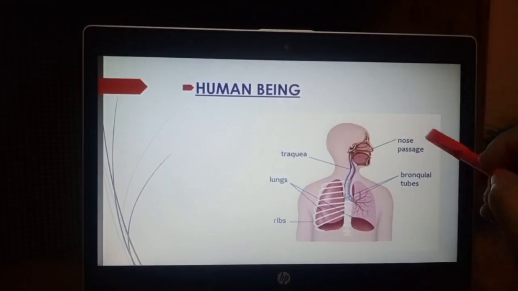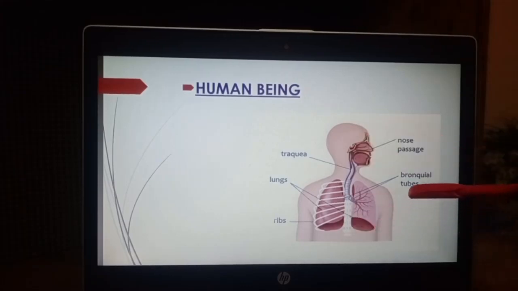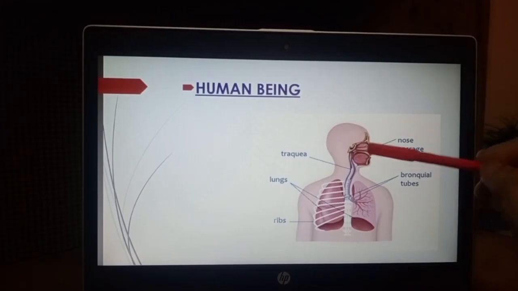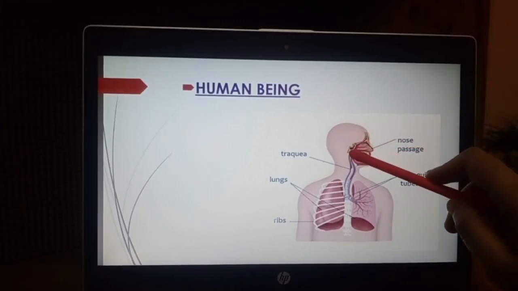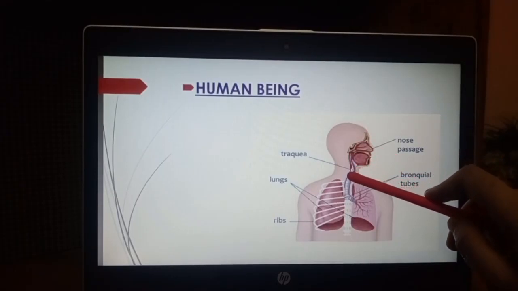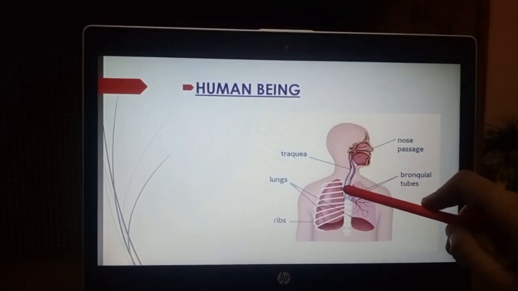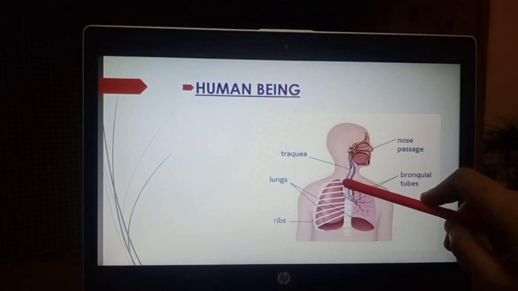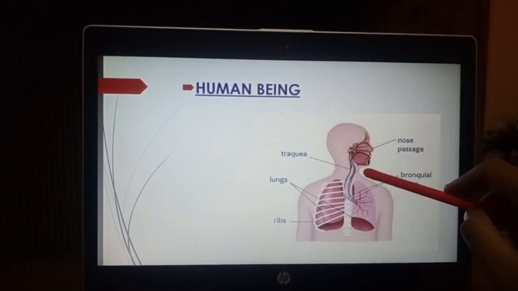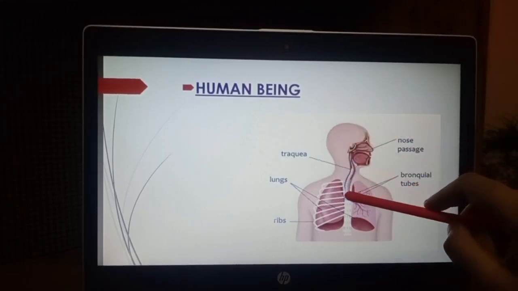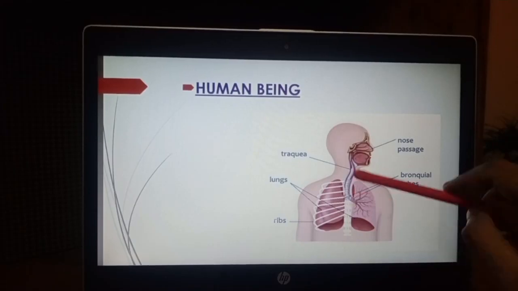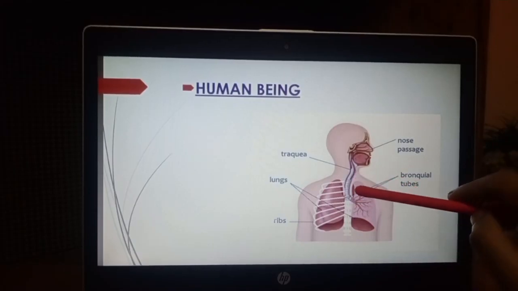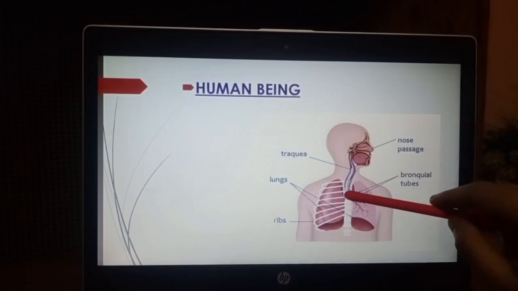So let's take a look at this breathing process with the help of this diagram. We breathe with our nose, then the air travels down through our nose, then to the air pipe, or windpipe, and another name of windpipe is trachea. Then the trachea, when it enters our chest cavity, divides into two parts that are called bronchus here.